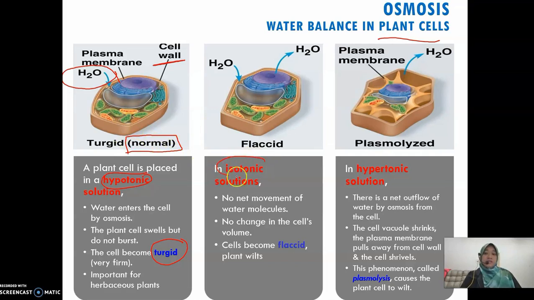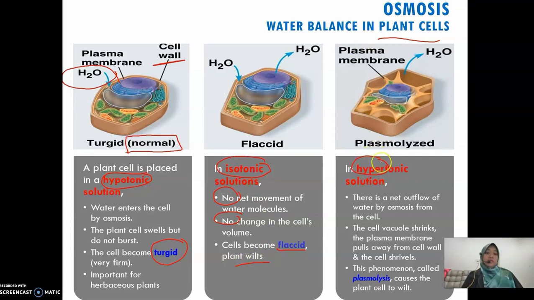If the plant cell is put in isotonic solution, similarly to animal cell, no net water movement, no change in cell's volume, and the cells become flaccid. The plant will wilt.